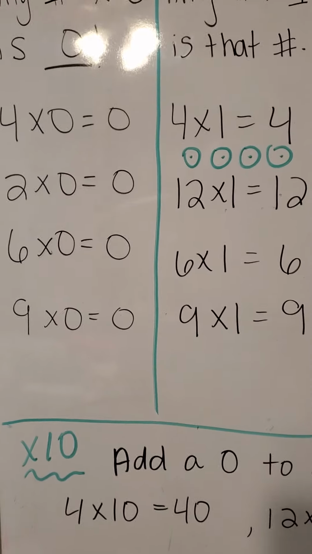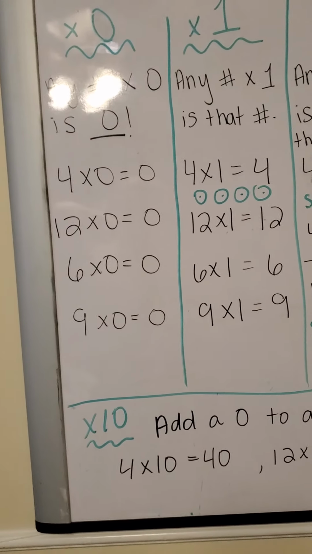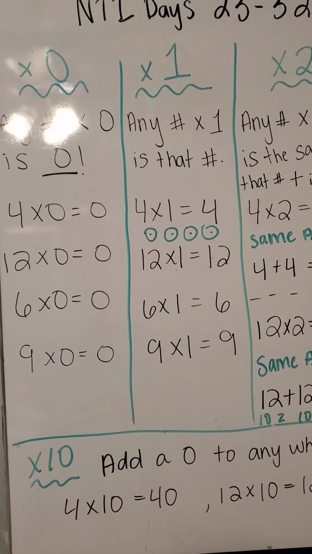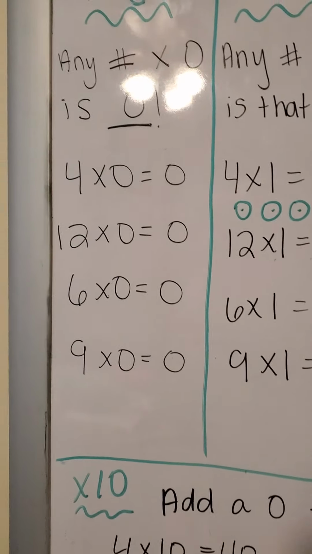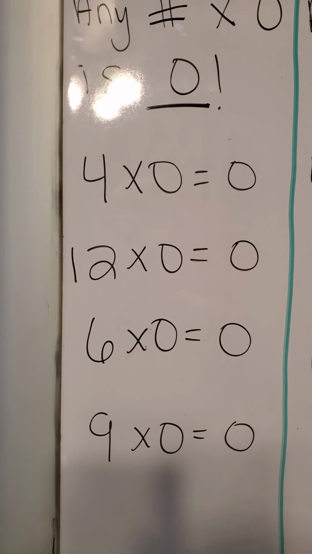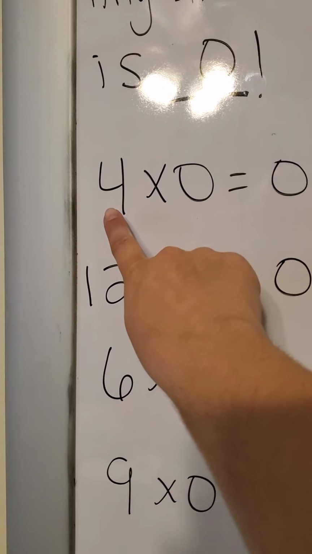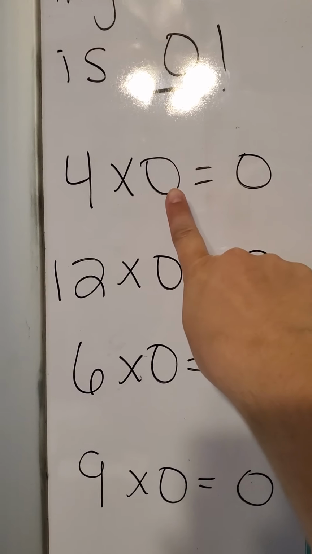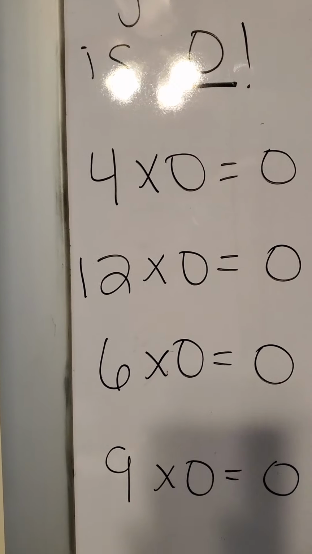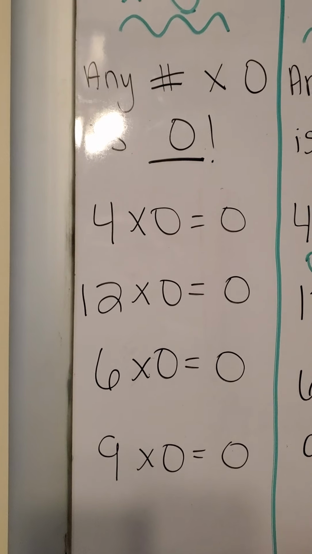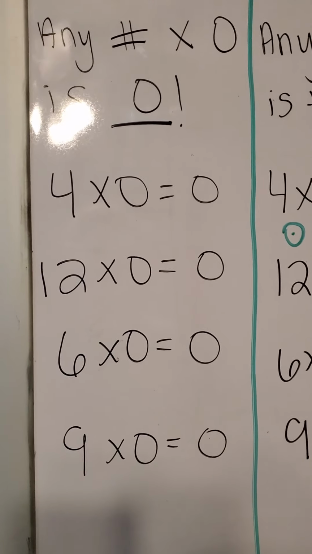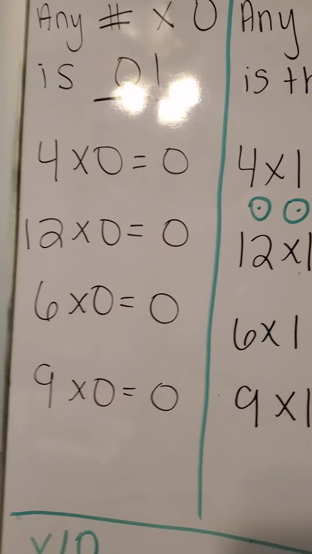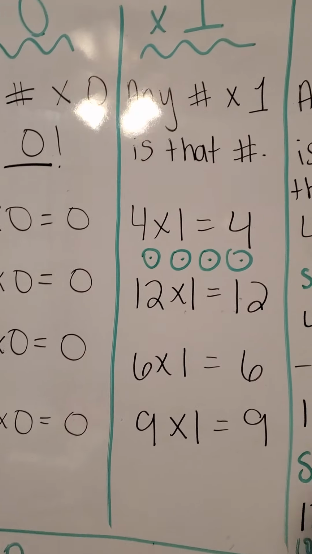Here are the multiplication strategies that I shared last week. I'm just going to quickly remind you of those. So anything times 0 is 0. Remember, when we're doing multiplication, it is equal groups. So this is making 4 groups of 0. So if I have 0 in all of my groups, then obviously I have nothing there. So any number times 0 is 0, no matter how big or how small.